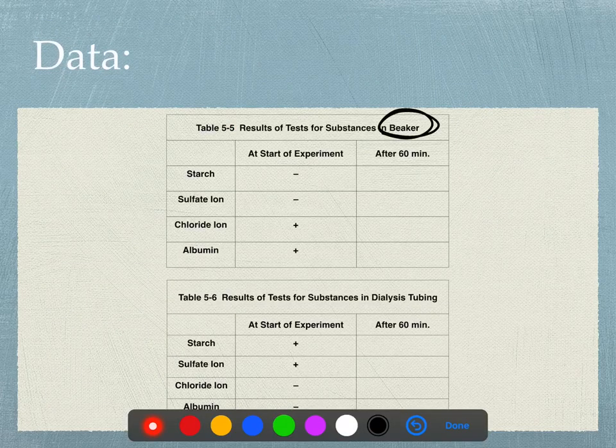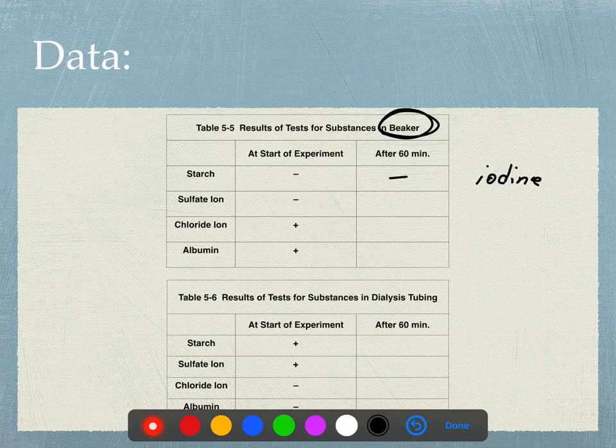Find these data tables in your manual. And then let's look at what was in the beaker. Right? So at the beginning of the experiment, was there starch in the beaker? No, there wasn't. You can review this film and go back and see what it looked like. After 60 minutes, we would find that no, it didn't get through. Do you remember how we test for starch? Brownie points? That's right, we use iodine. Everybody answered correctly. This is what's amazing about video.